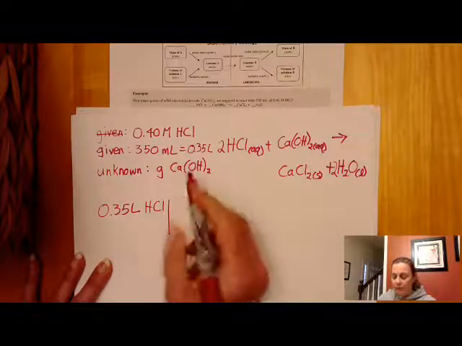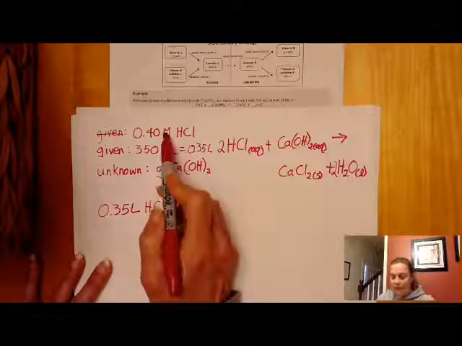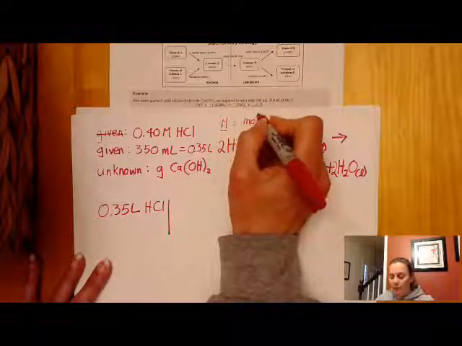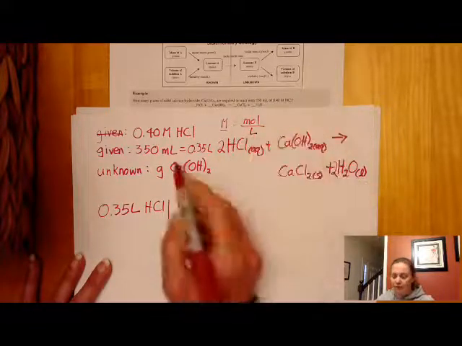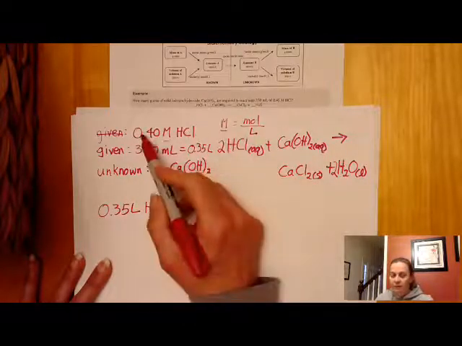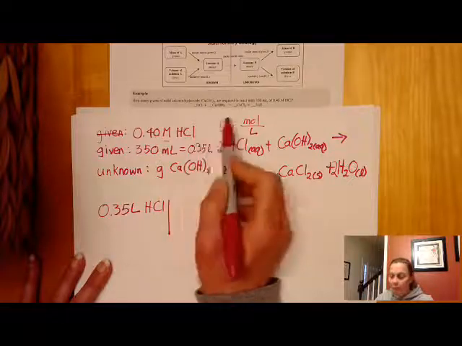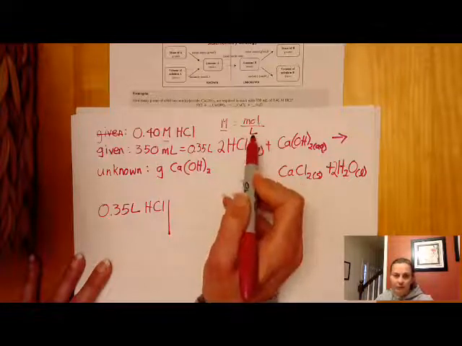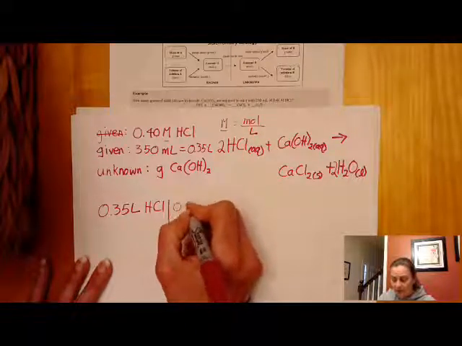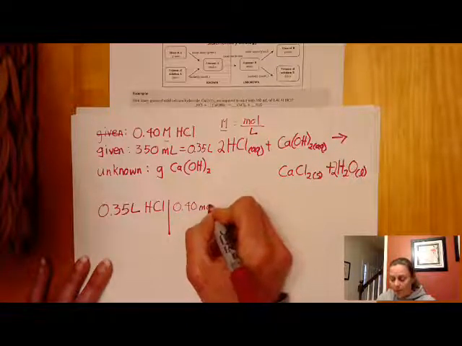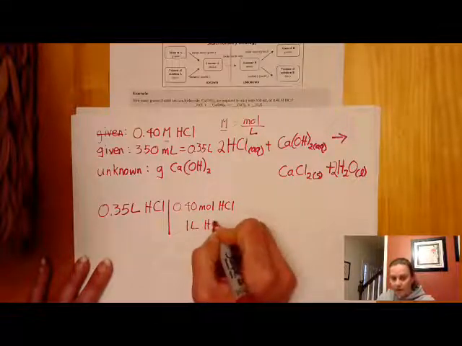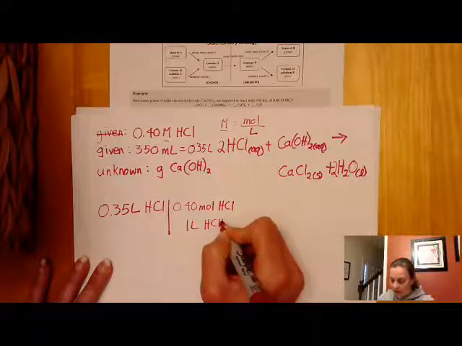And I'm going to use molarity as a conversion factor because remember that molarity means moles per liter. So if I have 0.40 molar hydrochloric acid, that means I have 0.40 moles of hydrochloric acid per liter of hydrochloric acid solution. So I'm going to say 0.40 moles of HCl for every 1 liter of HCl solution, which we can just write HCl.